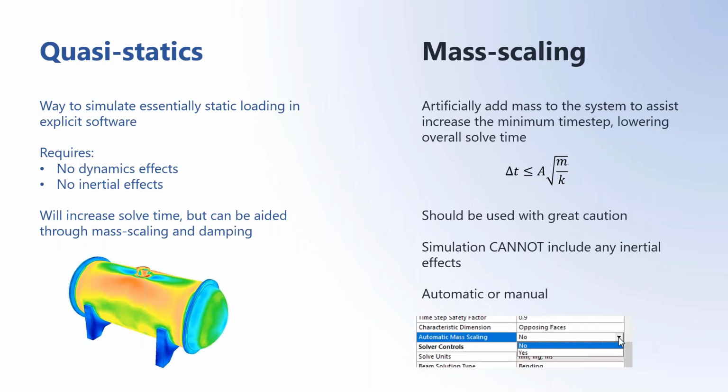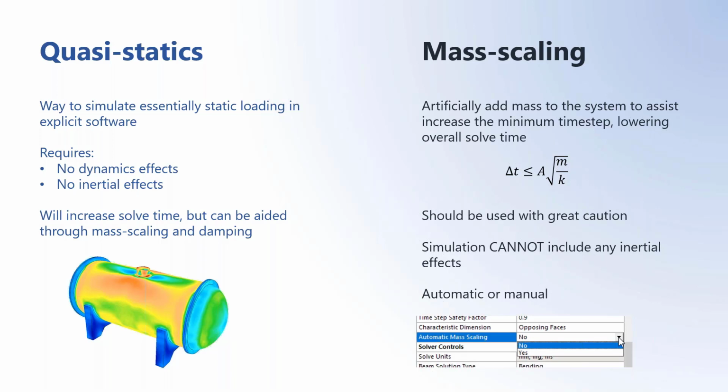I was talking before about how the explicit approach is really only for transient simulations. There is a way that you can leverage it for longer runtime simulations through an approach called quasi-statics. It's essentially a way that you can emulate static loading. What it really requires is that in your simulation, you don't expect to see any dynamic effects such as vibration within your structure, and you won't have to worry about any inertial effects, meaning you're not using a gravity load and you don't have any components impacting each other.